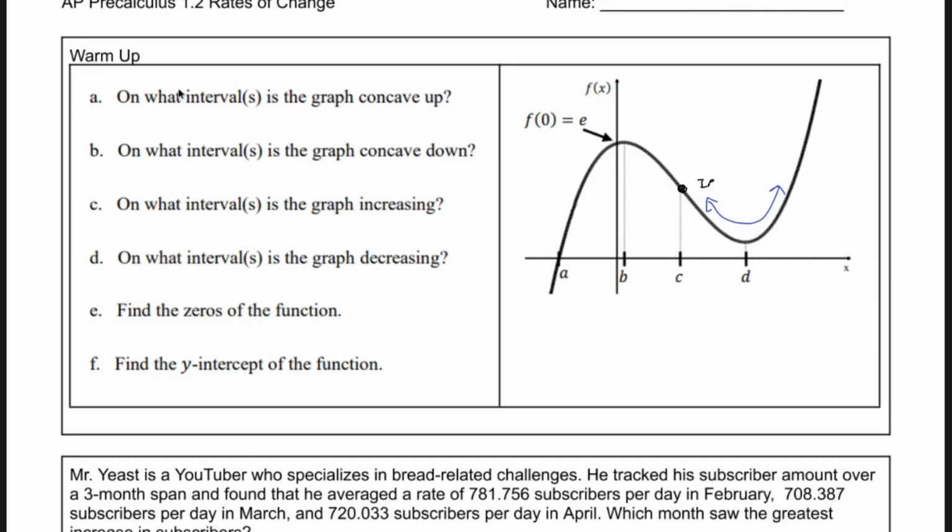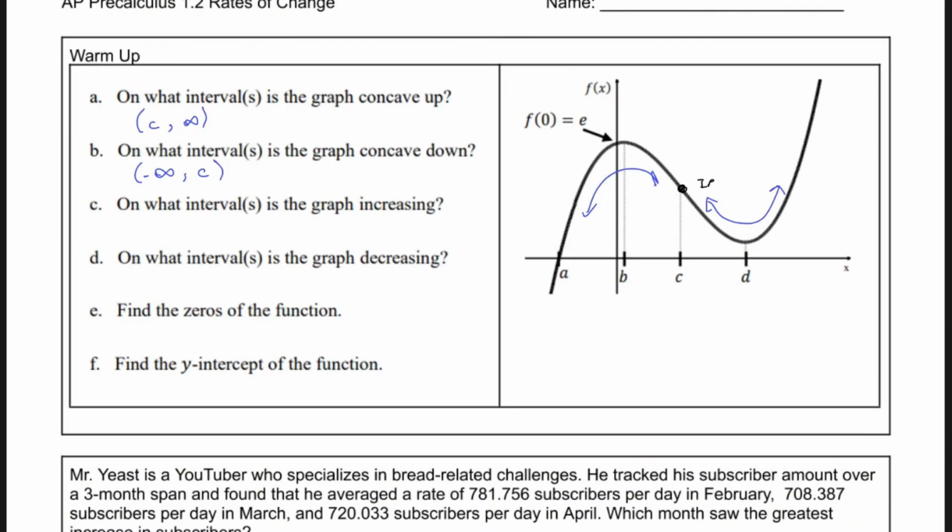So the way that we represent that in interval notation is we say C but not including C, and we say infinity but not including infinity. On what interval is the graph concave down? Well, it looks like all the way from the left to C, so we will say negative infinity with the parentheses to positive C with a parentheses.